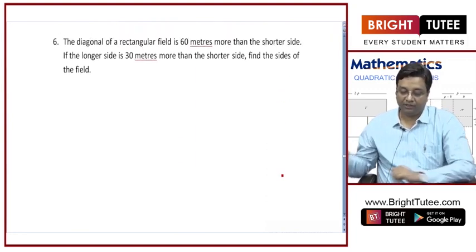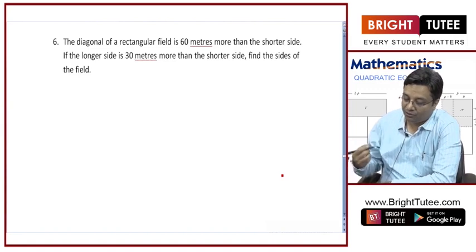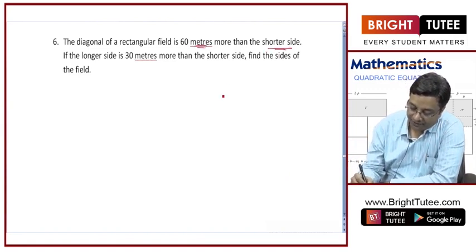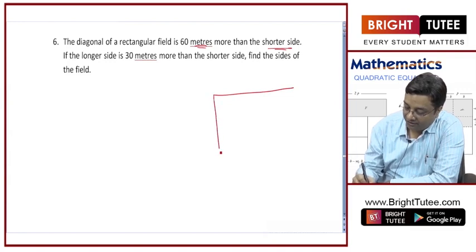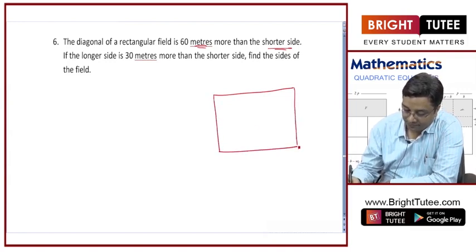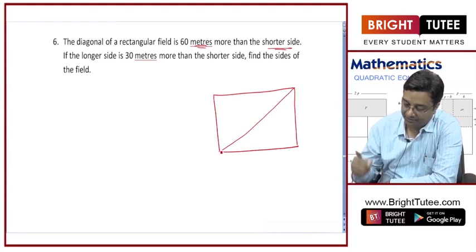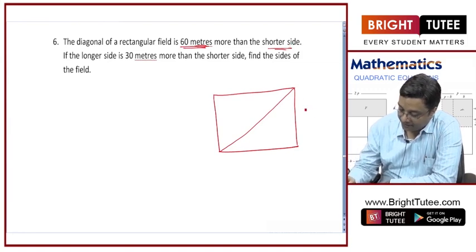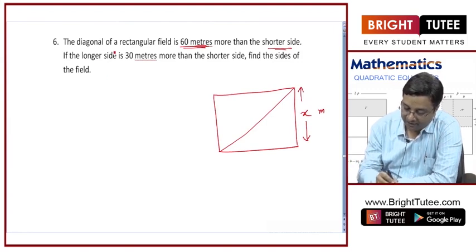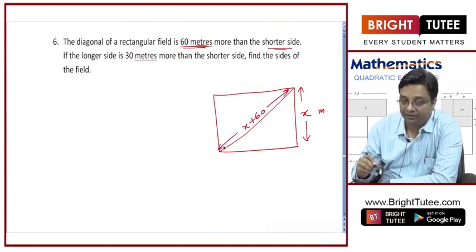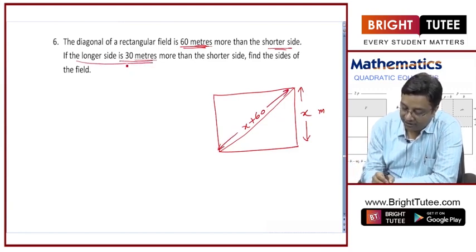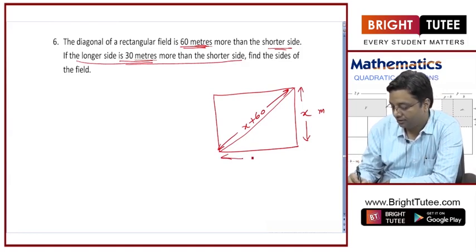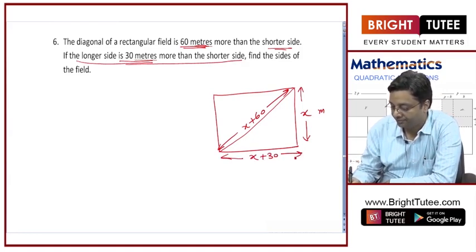So let's move to this one now. The diagonal of a rectangular field is 60 meters more than the shorter side. We have got a rectangular field, and let us say this is the diagonal. It is 60 meters more than the shorter side. Let us say this is the shorter side, x meter, and the diagonal is 60 meter more. So x plus 60 is the diagonal in meters, obviously. The longer side is 30 meters more than the shorter side. This is the longer side, so this is equal to x plus 30 meter.